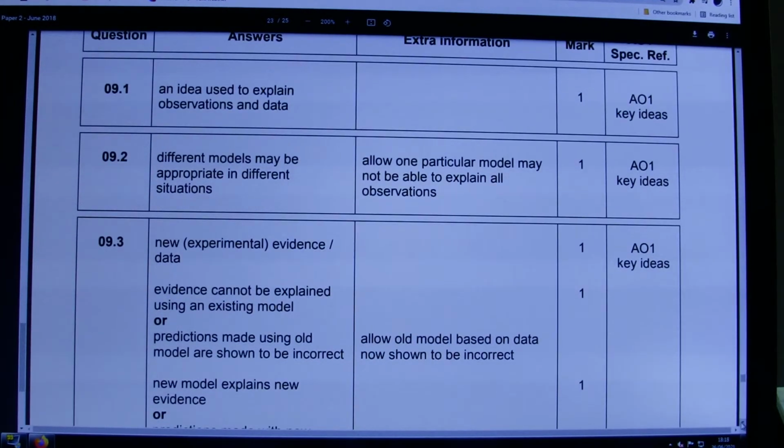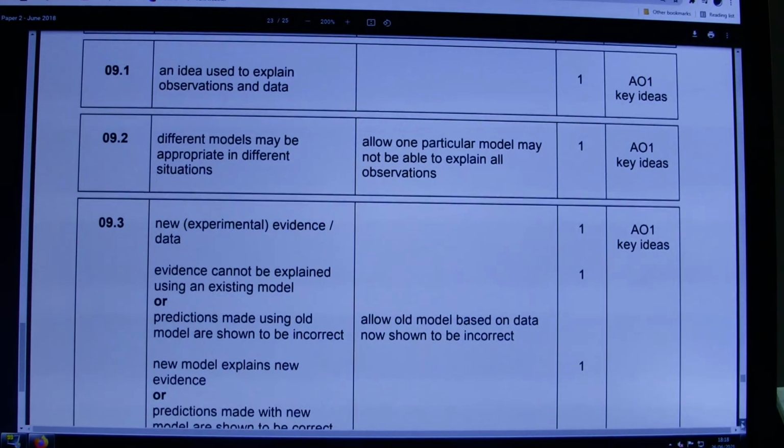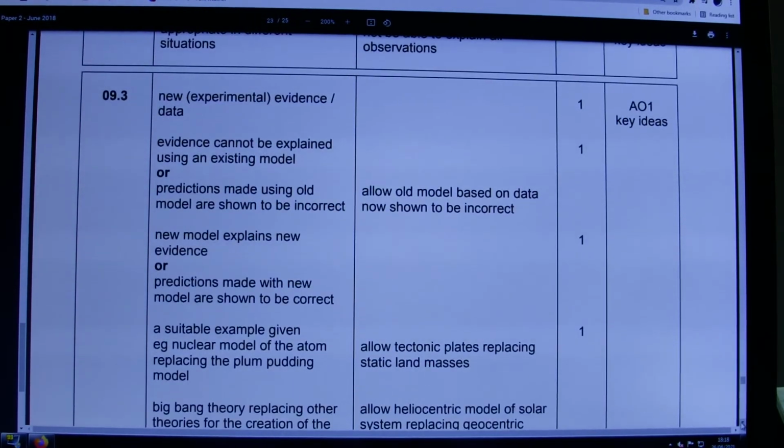A model is an idea used to explain observations and data. Different models may be appropriate in different situations. Allow that one particular model may not be able to explain all observations. New experimental evidence or data cannot be explained using an existing model, or predictions made using an old model are shown to be incorrect. Allow old model based on data now shown to be incorrect. That's fair, yeah. New model explains new evidence, or predictions made with new model are shown to be correct.